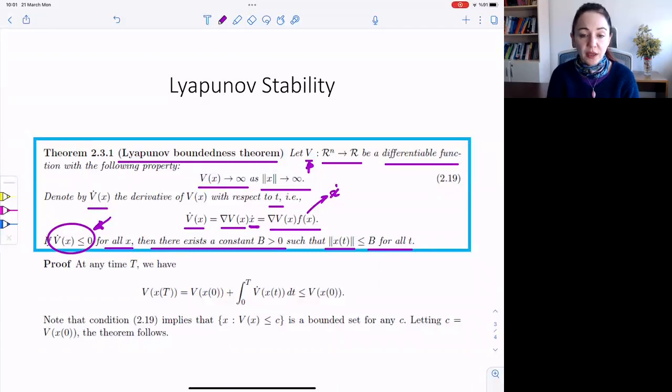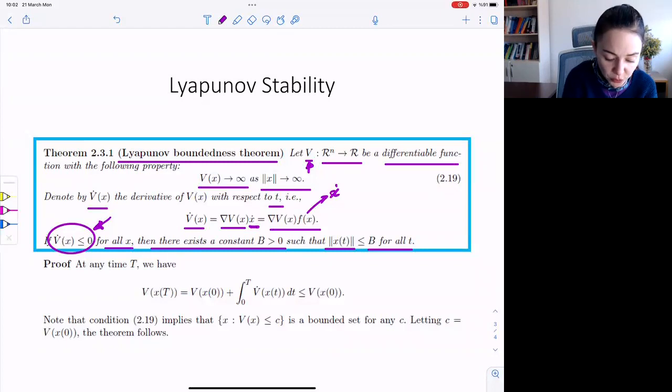Rather than checking boundedness of x of t directly, we are going to go from x to v, and the v is a univariate function, and we can simply check its derivative. Okay, so how does the proof go?